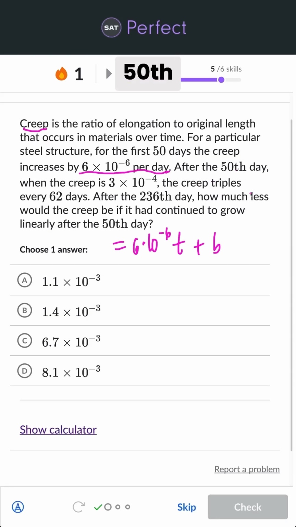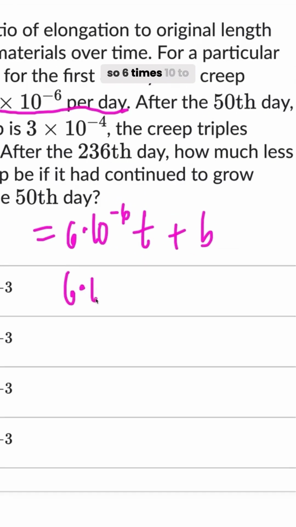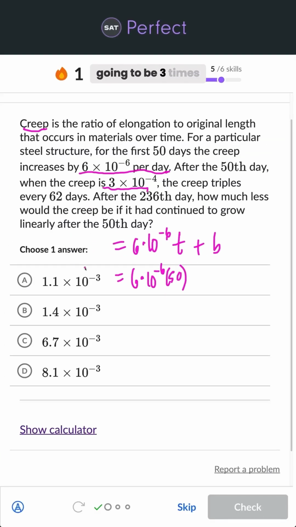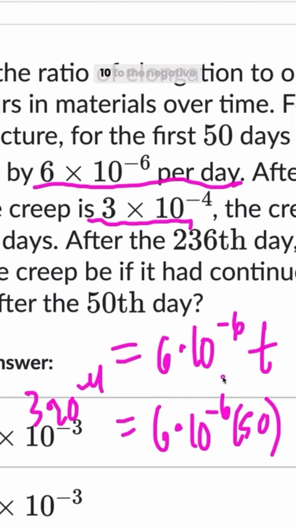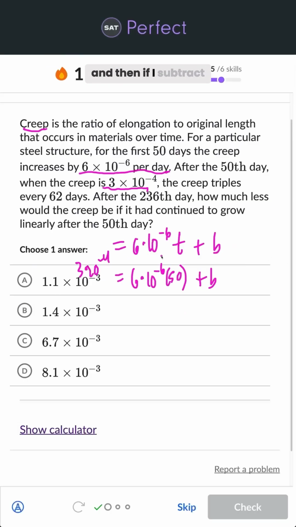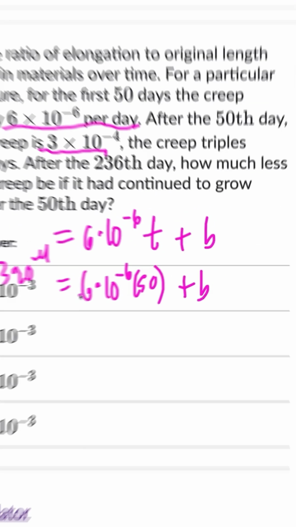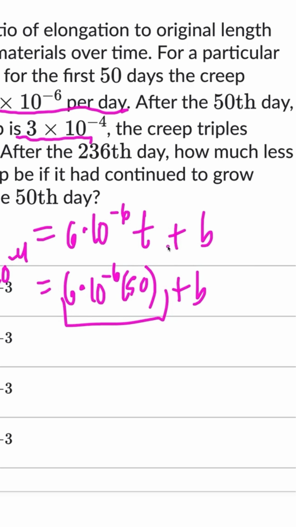After the 50th day, 6 times 10 to the negative 6 times 50, your creep is going to be 3 times 10 to the negative 4th plus b. Well, I'm always curious, what is this b value? So let's figure out what that is. If I have 3 times 10 to the negative 4th, and then I subtract from it what I would have had here, which is 6 times 10 to the negative 6th times 50, I can find out what my initial value is.